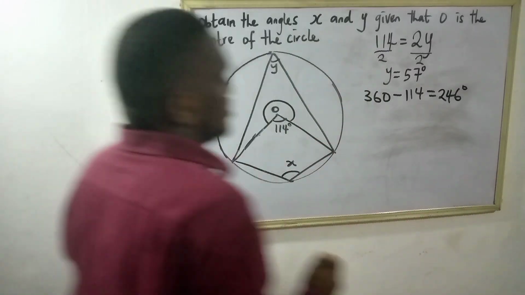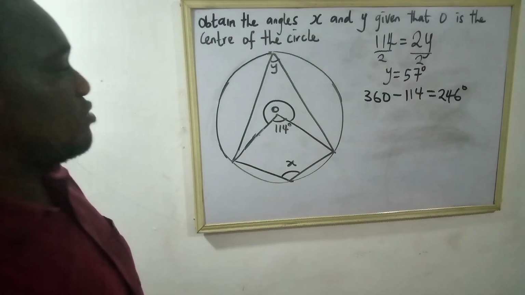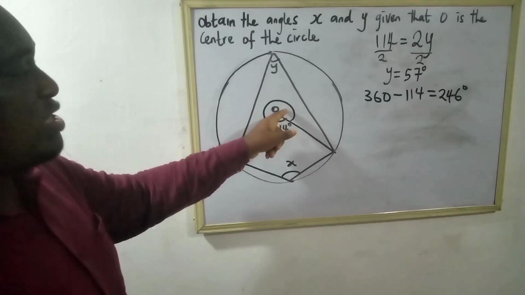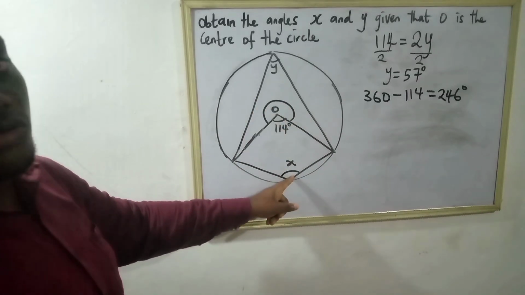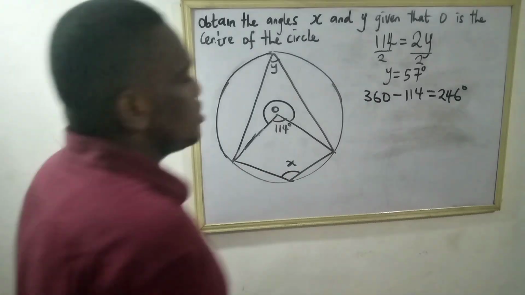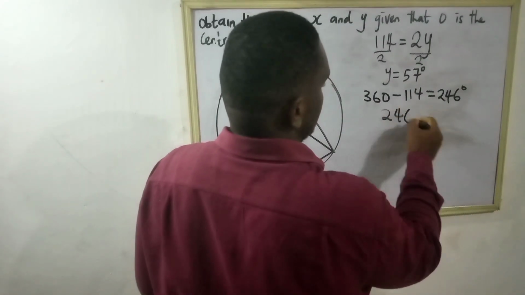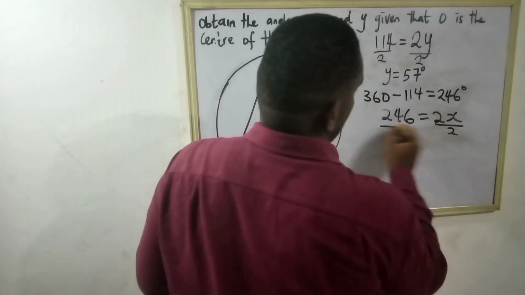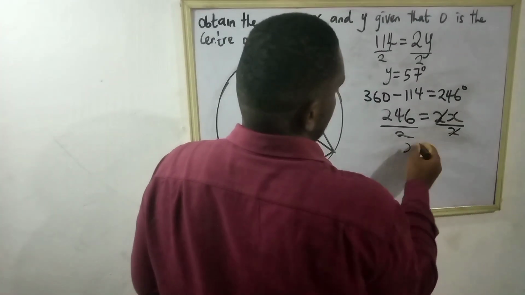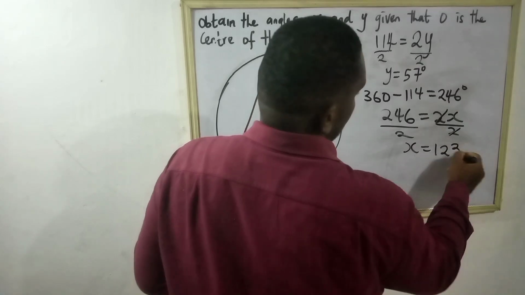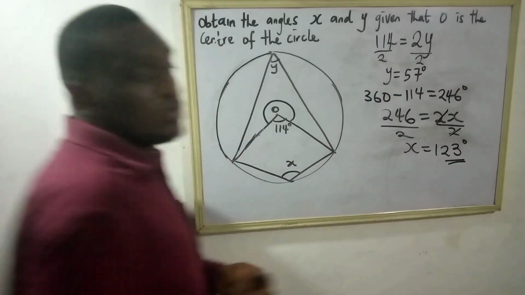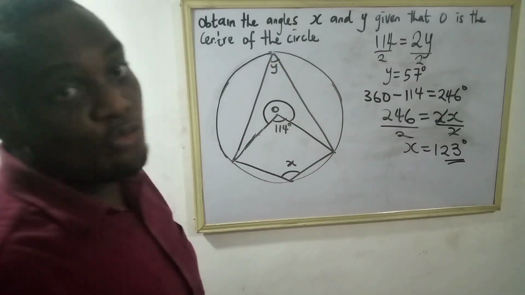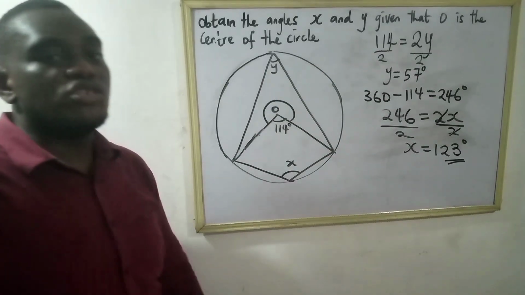So to obtain that angle, it becomes 360 degrees minus 114, which gives me 246 degrees. Since I have been able to obtain this angle, I can apply Theorem 2. The angle at the center is twice the angle at this point on the circumference. So 246 is going to be 2x. Dividing both sides by 2, x becomes 123 degrees. So I have been able to obtain x and y applying Theorem 2.